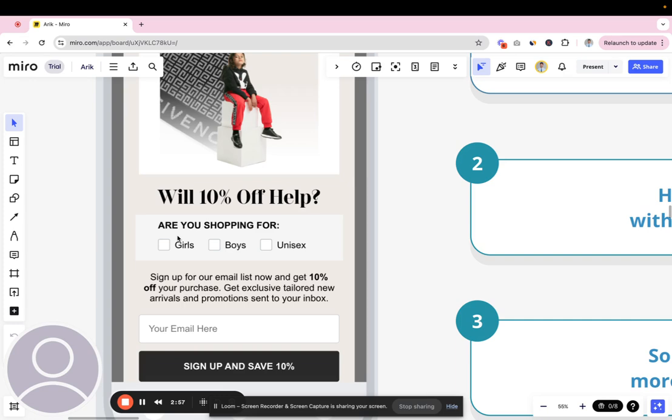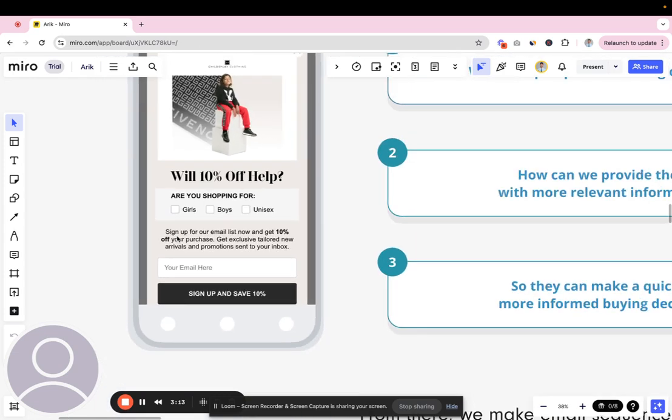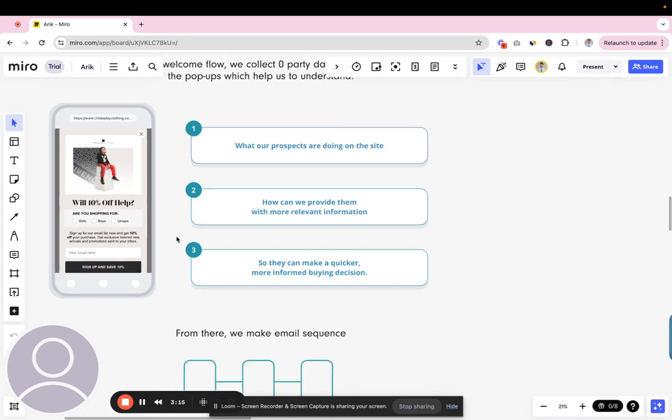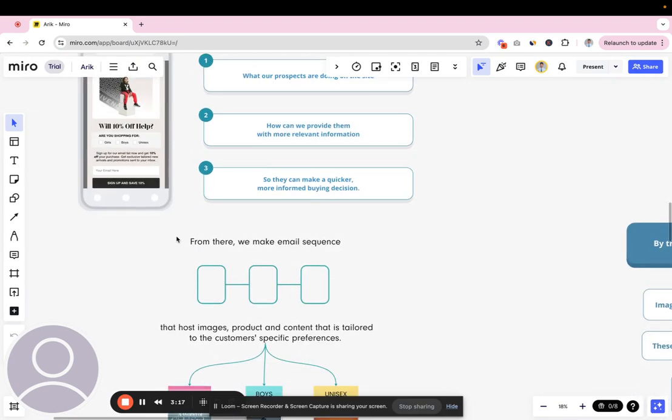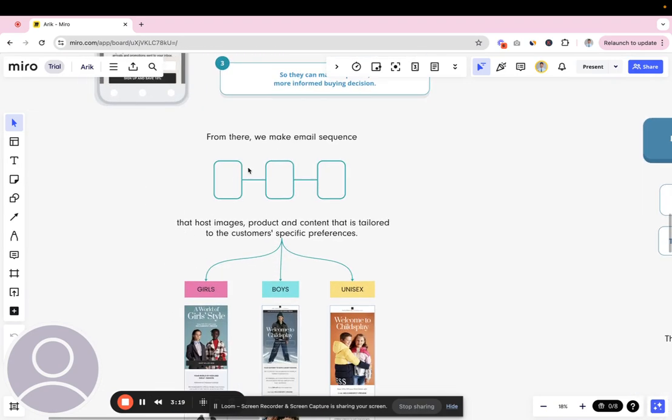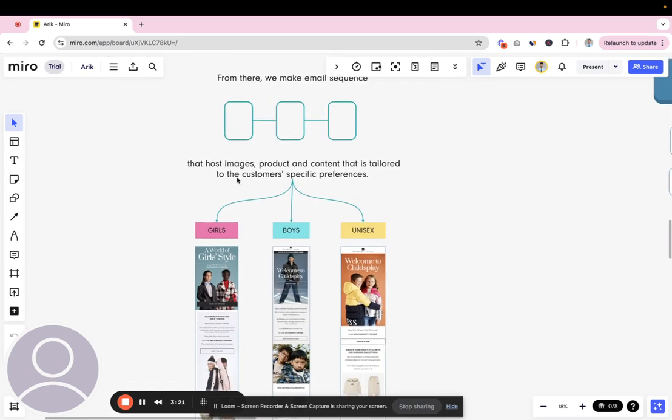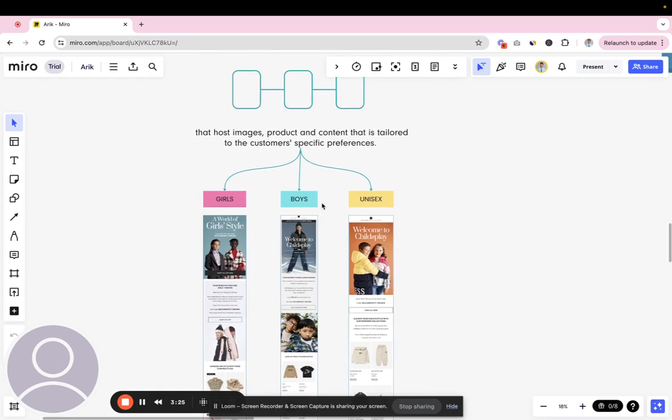When this brand launches a new collection, maybe it's tailored towards boys or maybe towards girls. Well, then the easy thing is we tailor that marketing material specifically to the people who said they were interested in shopping for girls, for their children. It's a small thing that goes a long way. From there we make the email sequence, which hosts images, products, and content tailored towards the customer's specific preferences.